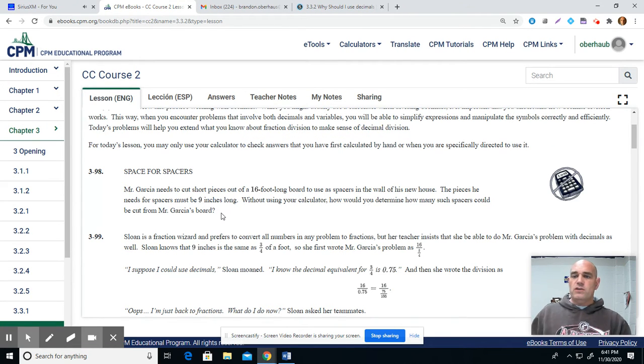All right, so question 98. Mr. Garcia needs to cut short pieces out of a 6-foot long board to use as spacers in the wall of his new house. The pieces he needs for spacers must be 9 inches long. Without using your calculator, how would you determine how many such spacers he can cut from Garcia's board?